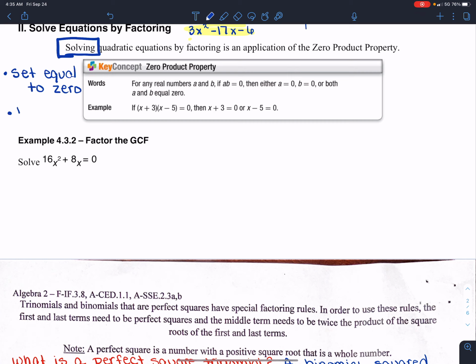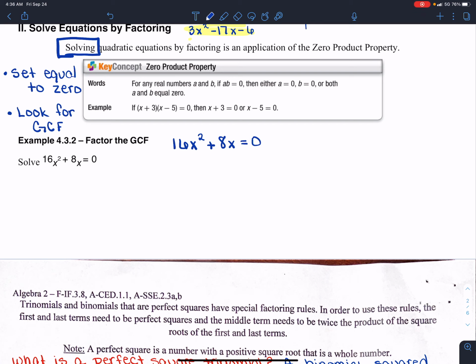We always then want to look for a GCF. Look for a greatest common factor, something that we might be able to factor out so we can deal with smaller values. Okay? All right, my example here looks a little weird, so I'm going to rewrite it off to the side. Yours should be fine on the worksheet, but mine came out kind of wonky. So 16x squared plus 8x equals 0.